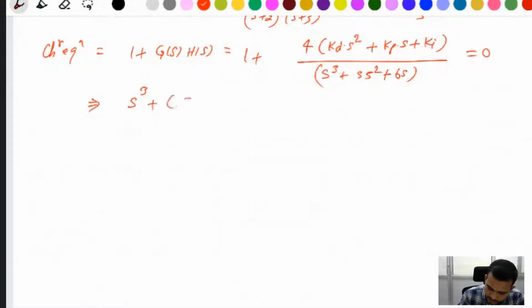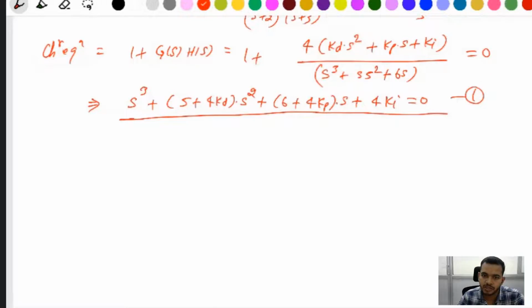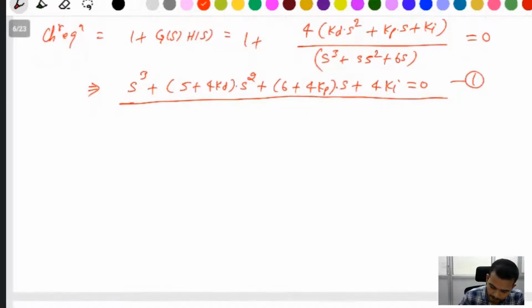And solve it to find S cube plus (5 plus 4 KD) into S square plus (6 plus 4 KP) into S plus 4 KI. Given equation number first. This is the characteristic equation of the plant and control system both.